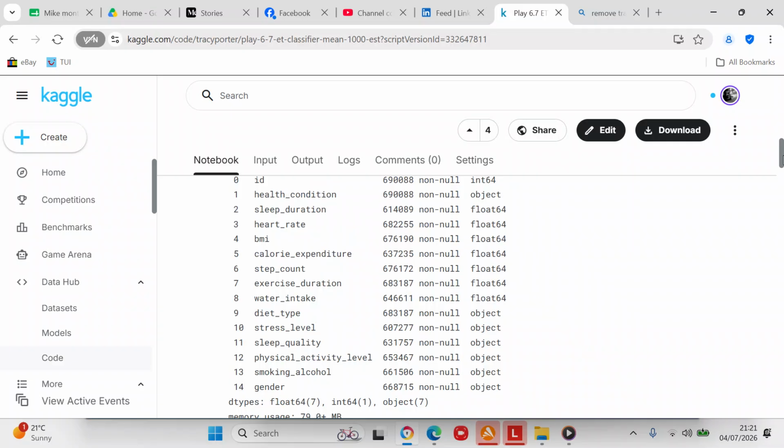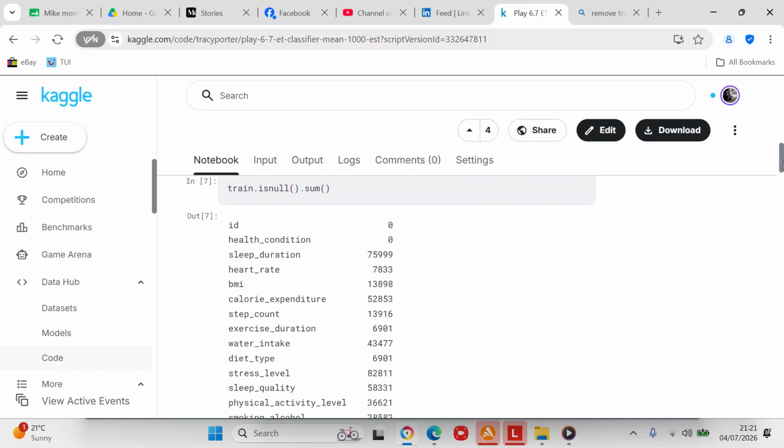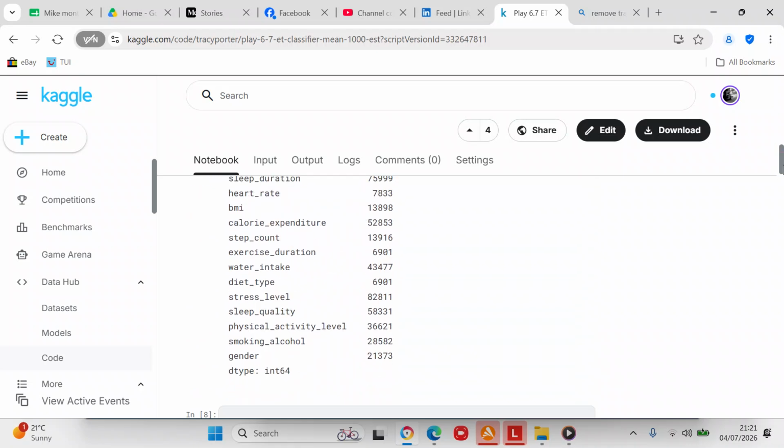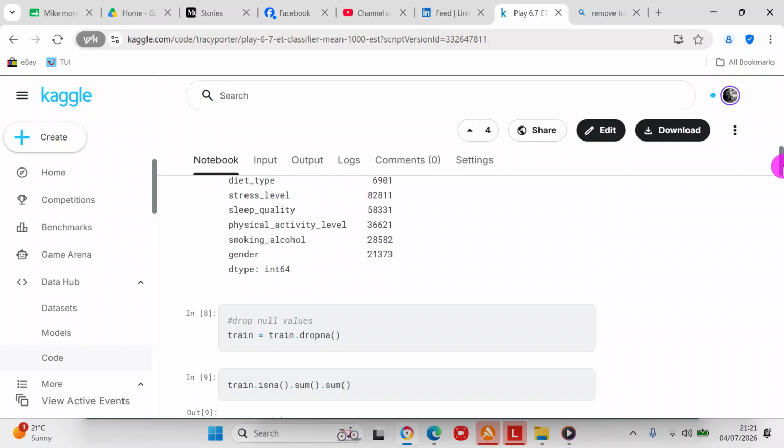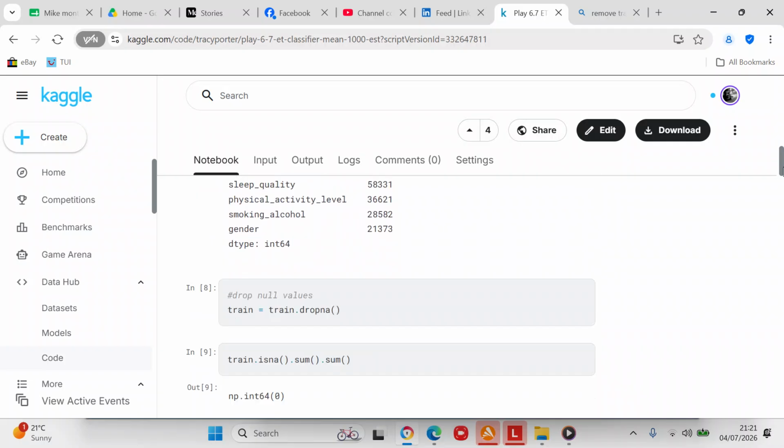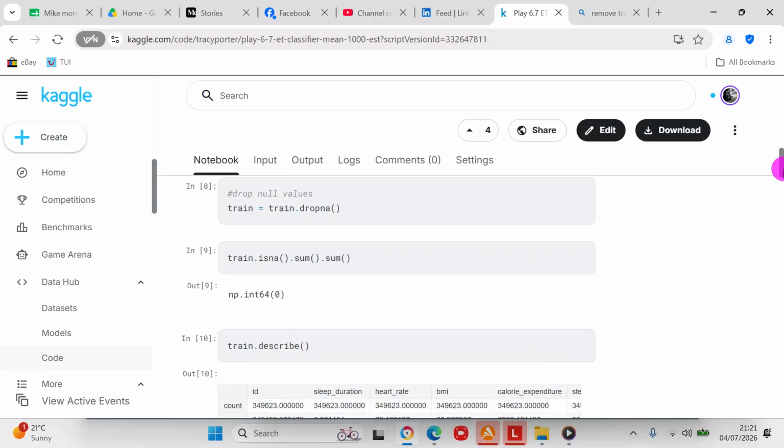So we do train.info, and when you do train.info, you can see that your ID is an integer, your health condition is an object, and then you've got some floats and some more objects. So that's telling you what kind of columns you're going to be dealing with. We check for any null values, and you see we've got lots of null values. And so what I decided to do was drop the null values using dropna. And then after I dropped the null values, I check for null values again, and there's no more null values.